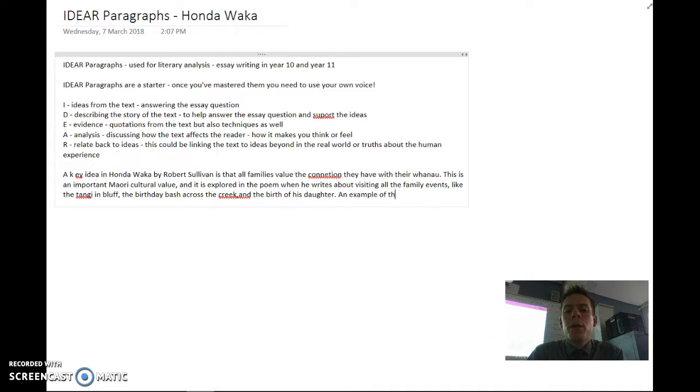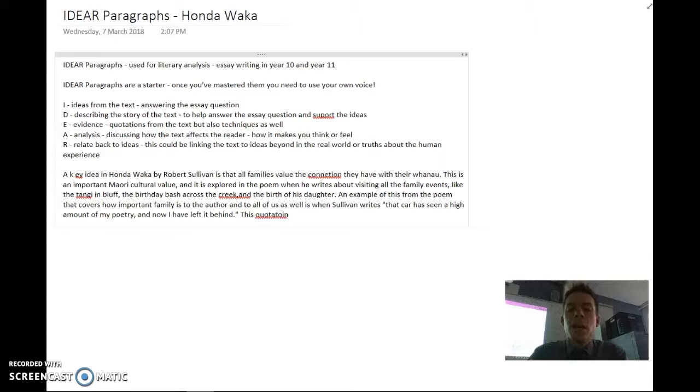An example of this from the poem that covers how important family is to the author and to everyone else, and to all of us as well, is when Sullivan writes, "That car has seen a high amount of my poetry, and now I have left it behind."